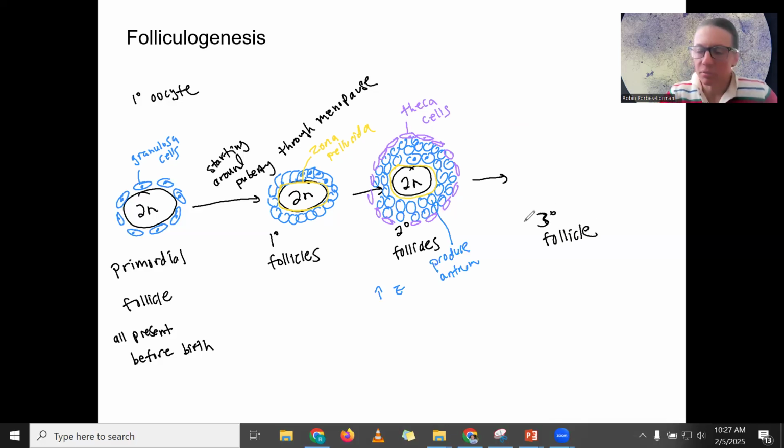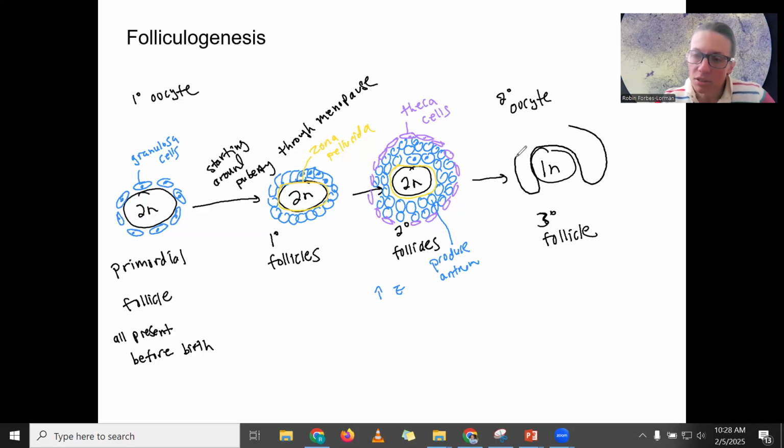Next, again, there's steps, and you'll see if you look at the histology various follicles in development along these time points. A tertiary follicle, in addition to changing the follicle, we're also going to go through meiosis one. So now we have, this is our secondary oocyte that's embedded in the follicle. There's all this fluid that's been produced called antrum. And then we still have lots of layers of granulosa cells.